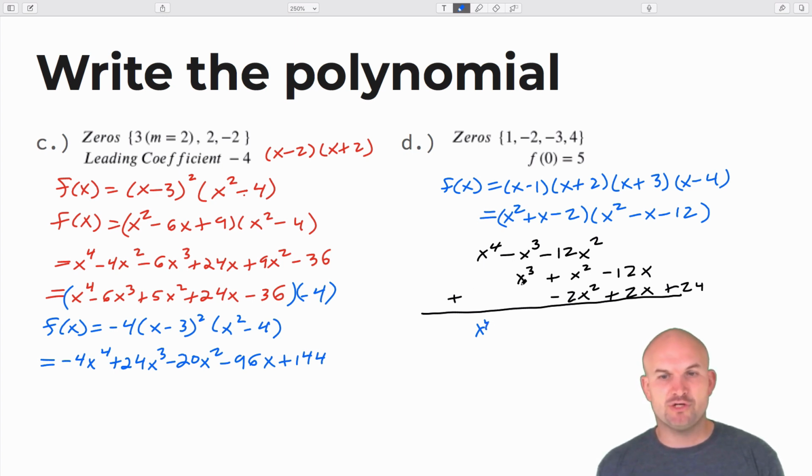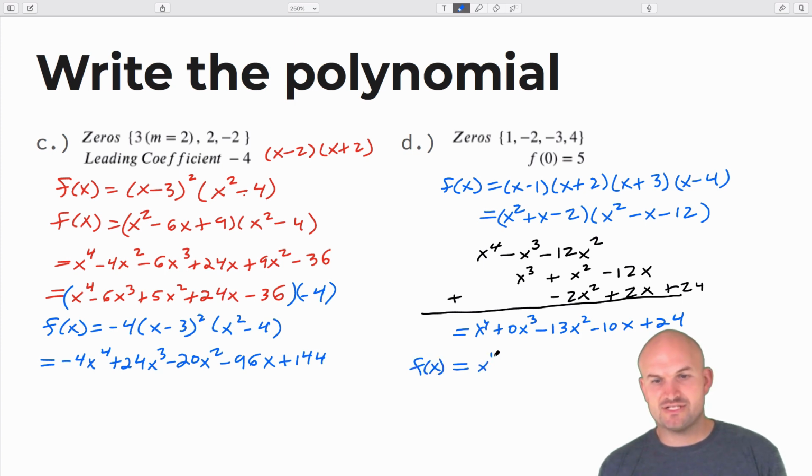So negative x cubed plus x cubed is obviously 0x cubed, which is just going to be 0. Let's see, this is going to be a negative 11, so that's a negative 13x squared. This becomes a negative 10x and then plus 24. Okay? So that's going to be equal to that. So therefore, my polynomial f of x is equal to x to the 4th minus 13x squared minus 10x plus 24.